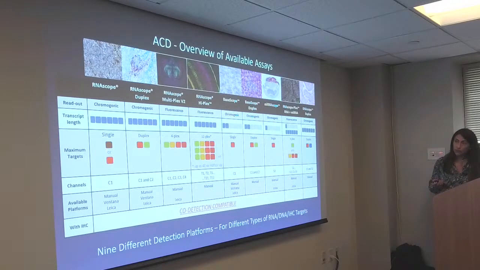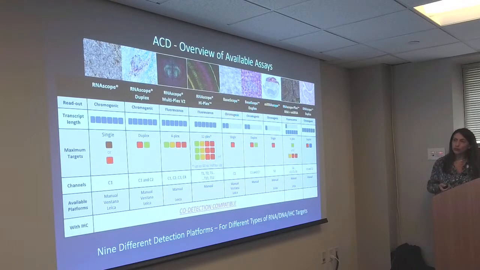If you want to get clever with it, your cheapest entry point into RNA scope is to work with the red kit. The red chromogen, you can see by bright field, and then you can also take your slide and image it on a fluorescent microscope as well. It's kind of like the gateway assay to the rest of the powered RNA scope.